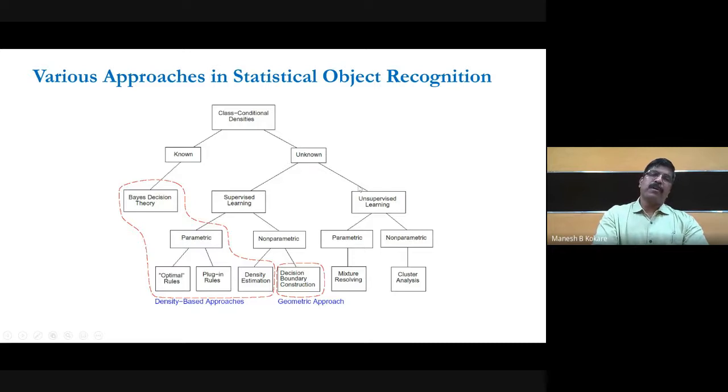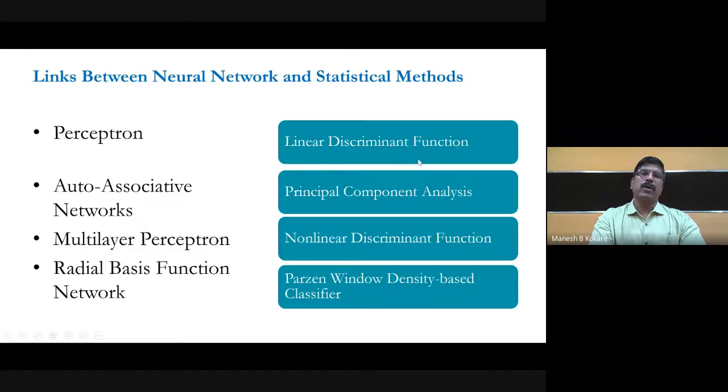Whereas if the patterns are not labeled, or prior information on the number of classes is not known, then in that case you can use the unsupervised learning approach. In the unsupervised learning approach also you can use a parametric technique and a non-parametric technique. In parametric you can use the mixture resolving technique, and in non-parametric the cluster analysis technique can be used. So these are the overall different approaches which are used for object recognition in computer vision.